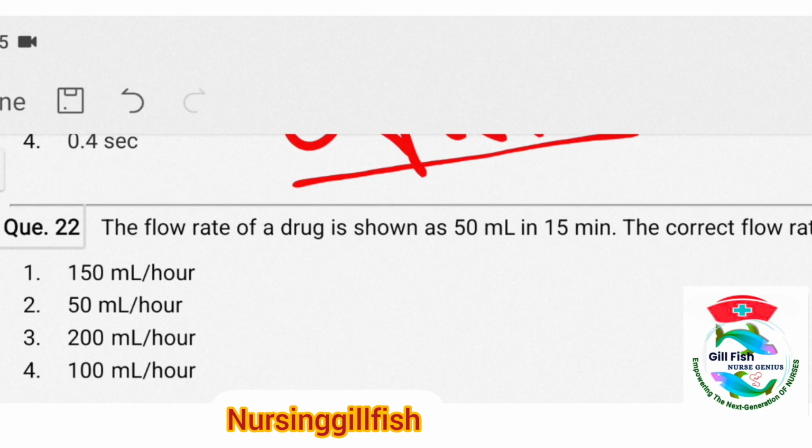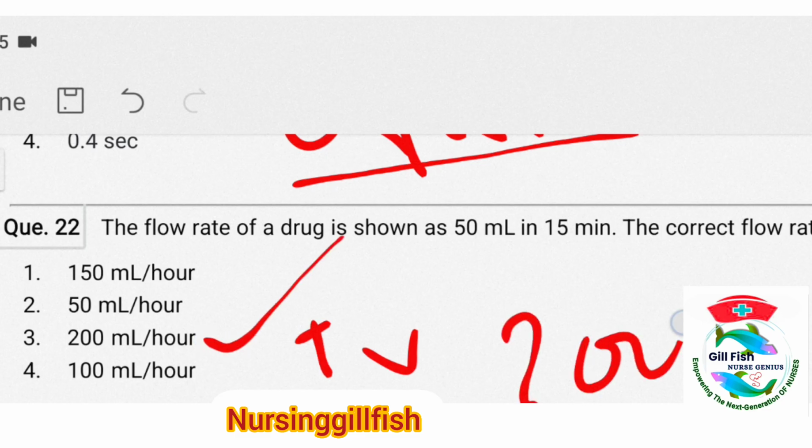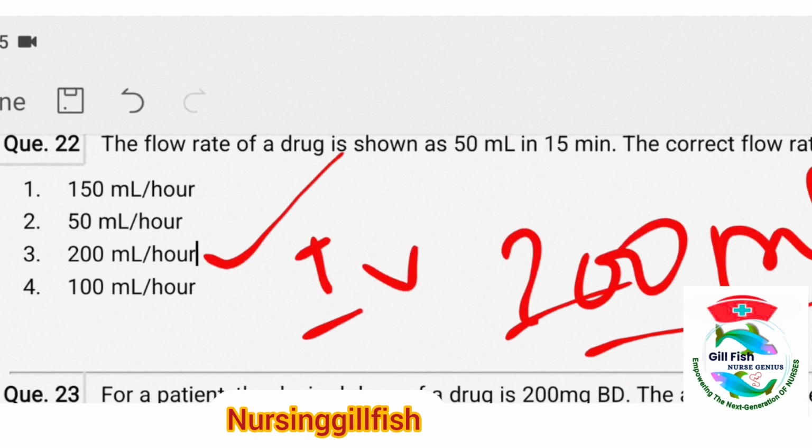So see, we are going to make a calculation. We are going to apply the IV formula for this. The flow rate of the drug is shown as 50 ml in 15 minutes, so we apply the formula. What answer is coming? It is 200 ml per hour. Option 3 will be the correct answer. Okay, move on to the next question.